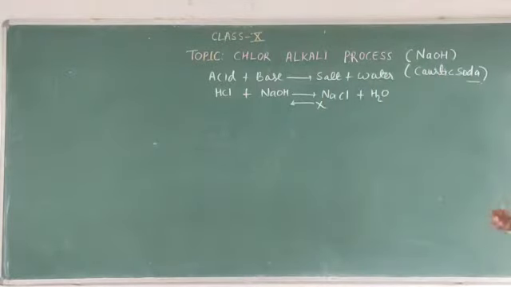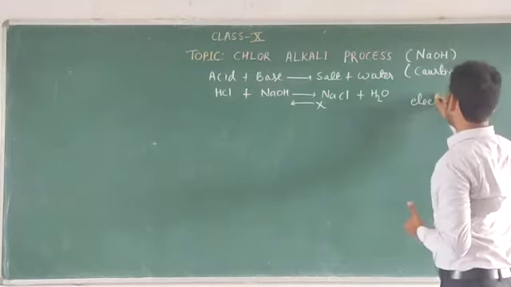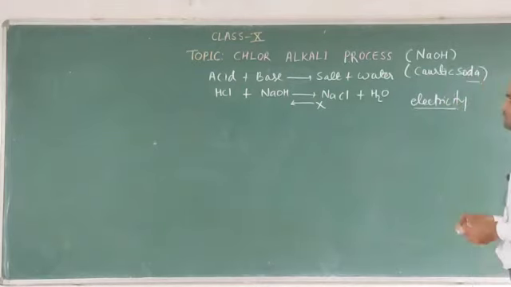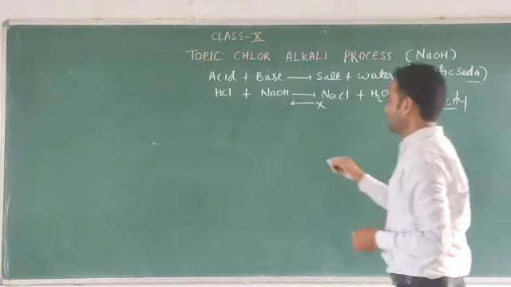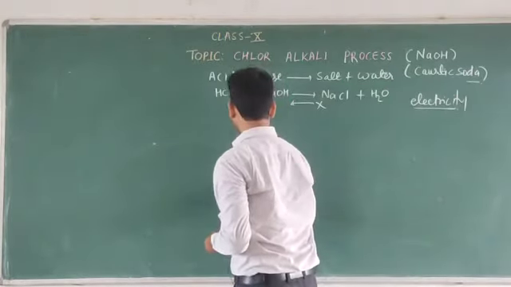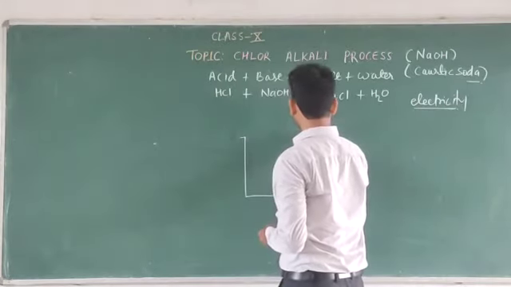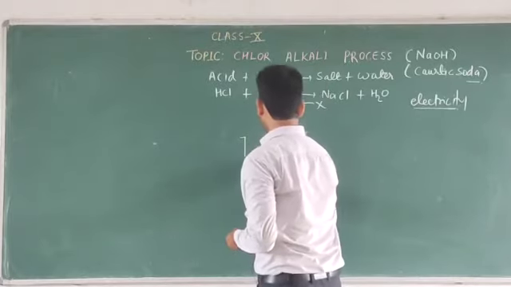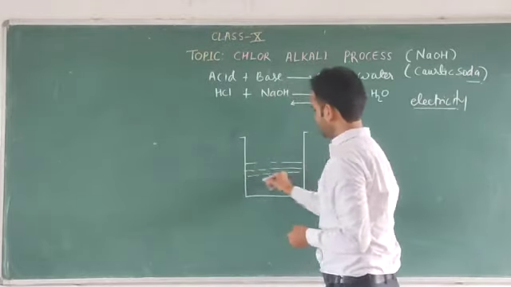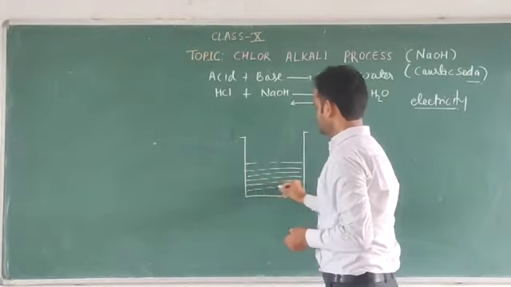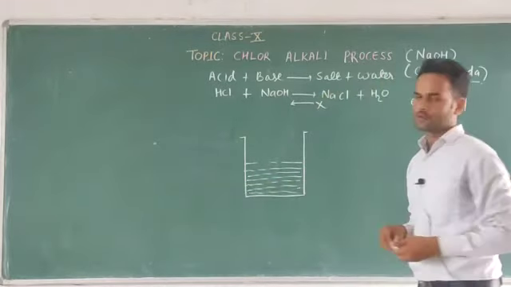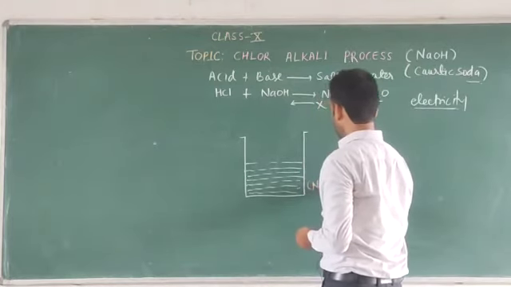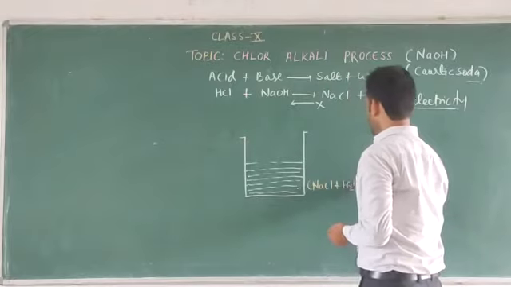So that is why we provide electricity to form sodium hydroxide. What will we do here? We just take a container, and in this container we take the concentrated aqueous solution of sodium chloride. That means we are taking here NaCl plus H2O.